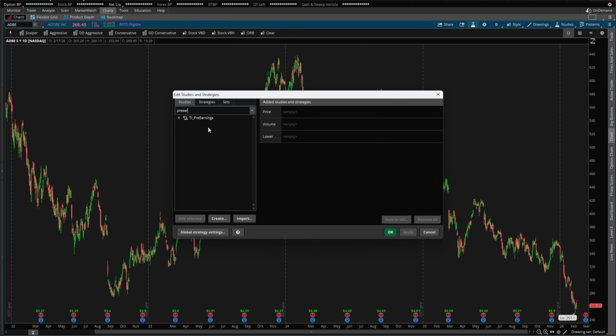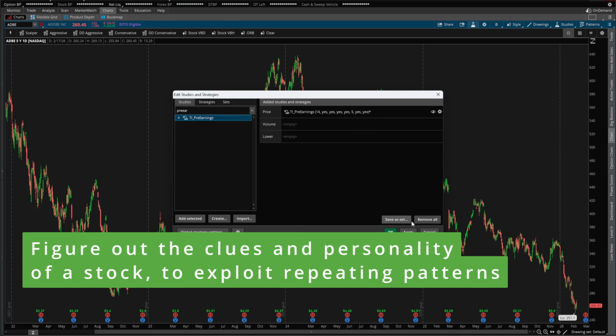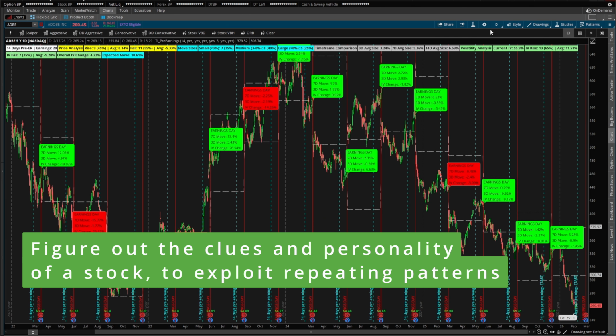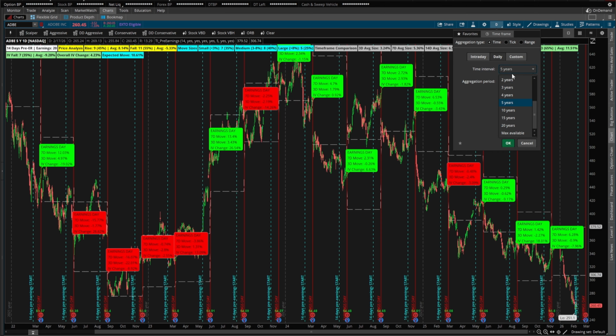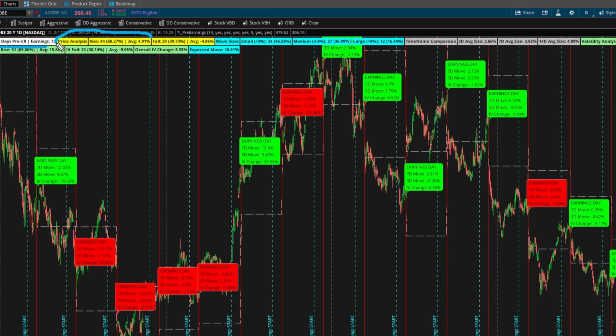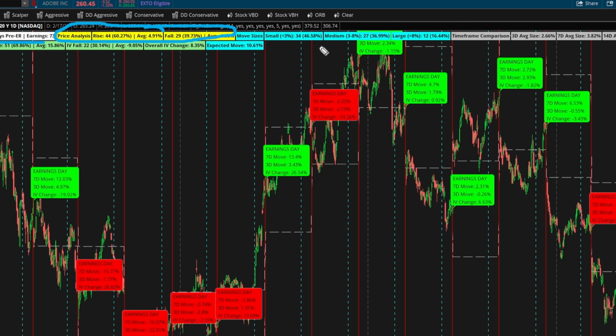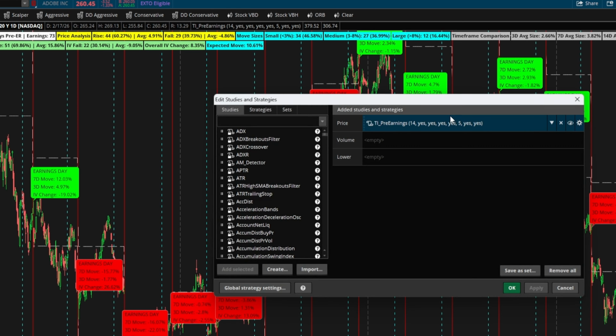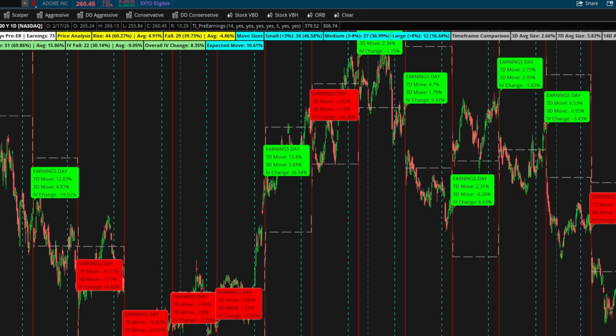So the first thing I'm going to do is load in our pre-earnings indicator. What this will do is give us some clues around what is the earnings personality of Adobe. Here I'm going to load in 20 years worth of data, and we can start with our labels left to right. Now, the first thing that stands out is price action inside of Adobe as we head about 2 weeks into earnings, tends to rise more frequently than it tends to fall. 60% versus about 40% of the time for fall.